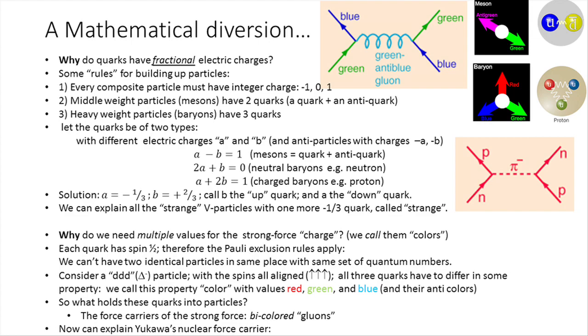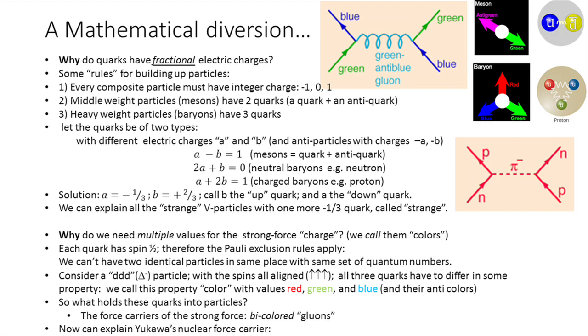But let's look at a particular particle. Here's one, it's a DDD particle. It's got 3 down quarks in it. It happens to be called an omega minus. And if all my spins are up, it's got a spin of 3 halves, so all my spins are pointed in the same direction. We can measure that. They have to differ in some property, otherwise they can't all be there in the same place. And we call this property color.